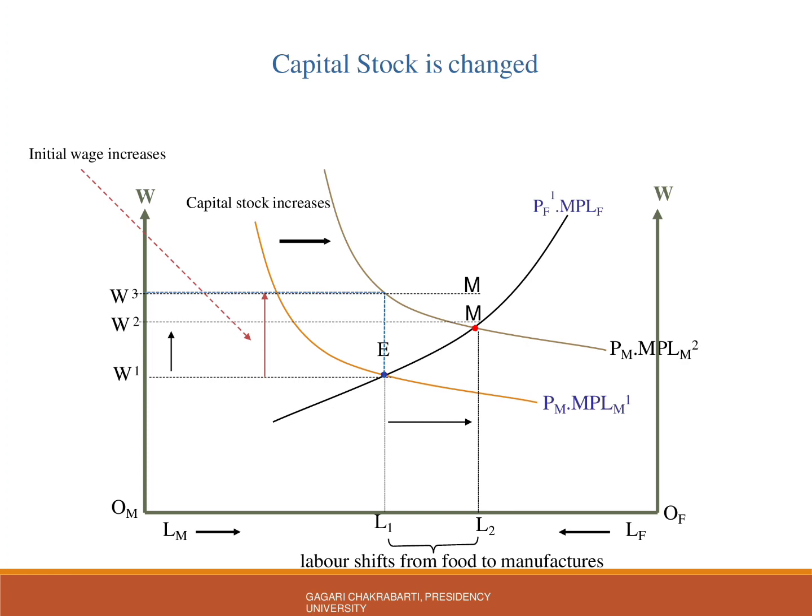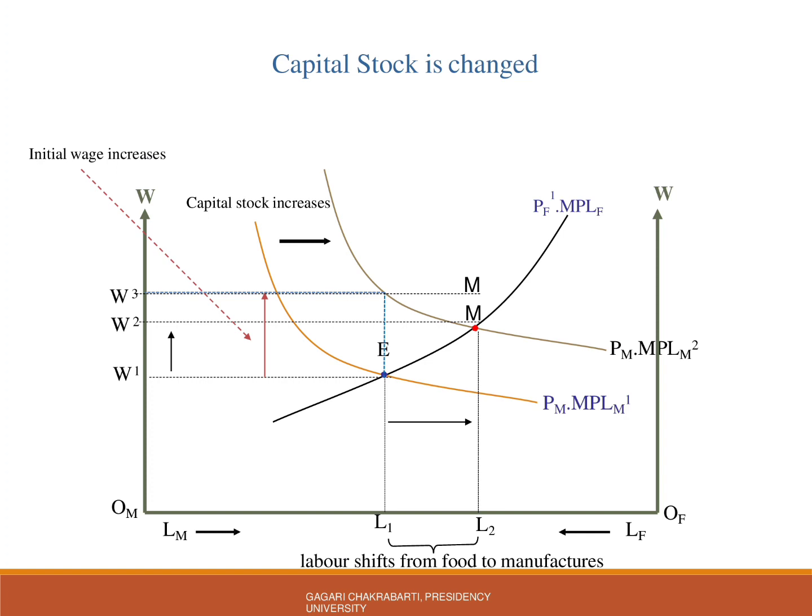First we shall consider what happens if the capital stock is changed, and then we shall consider what happens if the labor is changed. So now we assume that prices are unchanged. Now as the capital stock increases, marginal productivity of labor increases in the manufacturing sector, so that the VMPL curve will shift towards the right. Employment will increase in the manufacturing sector and it will fall in the food sector. In the food sector, actually nothing has happened because capital is not used in the food sector.